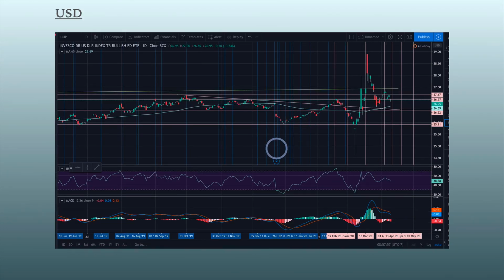Okay, U.S. dollar. Let me get my notes out, because this is an interesting chart, because I think I said on my last video that this could be an intermediate high right there where my cursor is, and it's kind of proving to be the case.